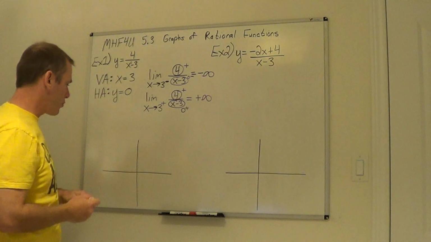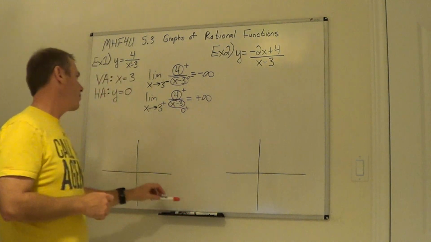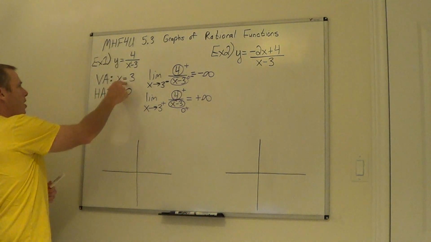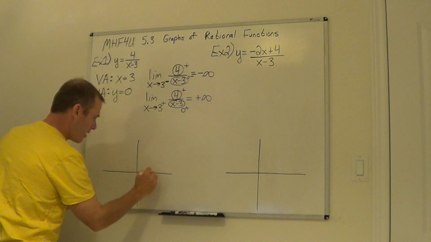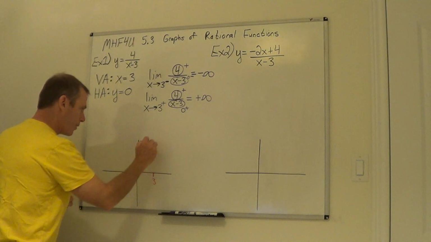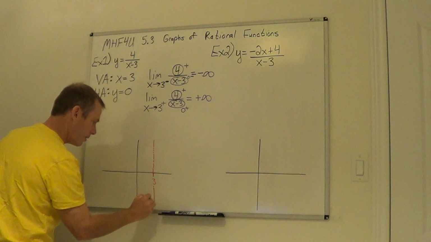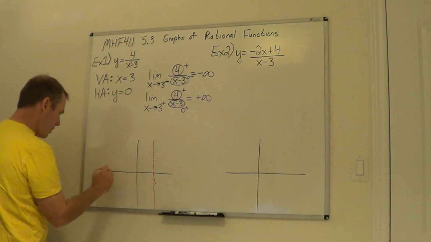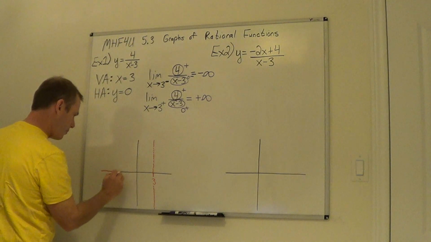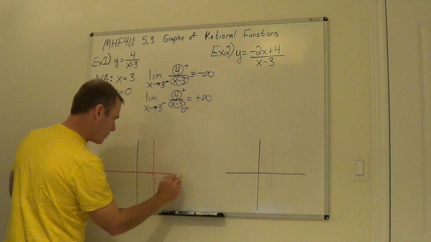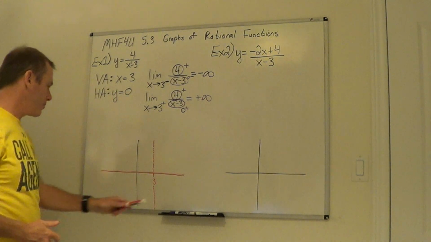Now, how does that help us graph things? Well, I'm going to draw in my asymptotes. So first, I have x equals 3. There's our vertical asymptote right there. We also have a horizontal asymptote at 0, so I'll just draw right along our x-axis. So there's our two asymptotes.